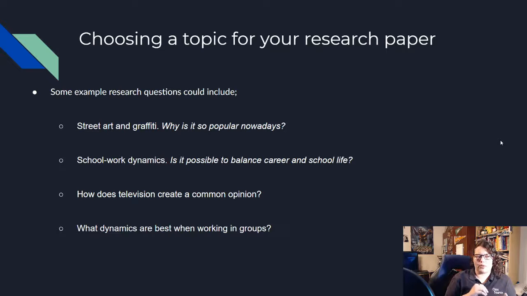Some research examples, research questions could include something like street art and graffiti. Why is street art and graffiti so popular nowadays? School work dynamics. Is it possible to balance a career and school life? How does television create a common opinion? What dynamics are best when working in groups? But the possibilities are, frankly, endless. You could have so many different ideas for writing a research paper that honestly, the possibilities are endless.